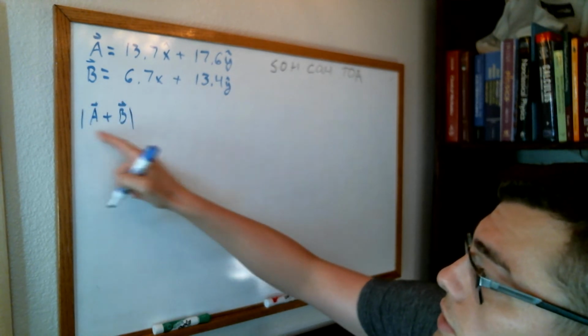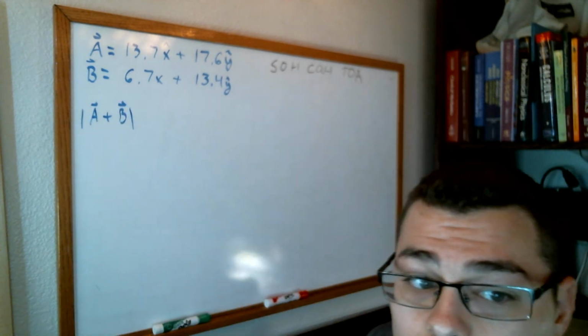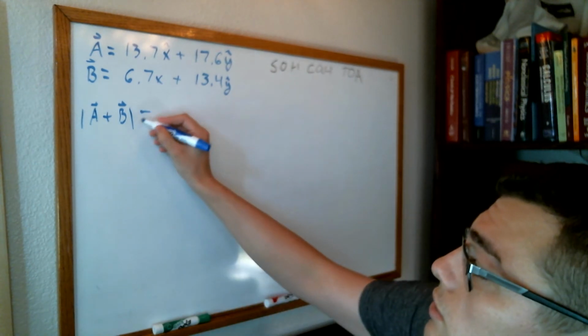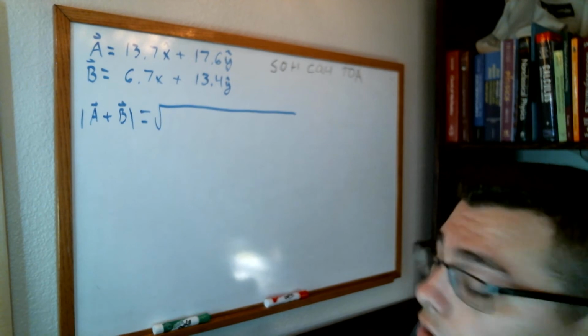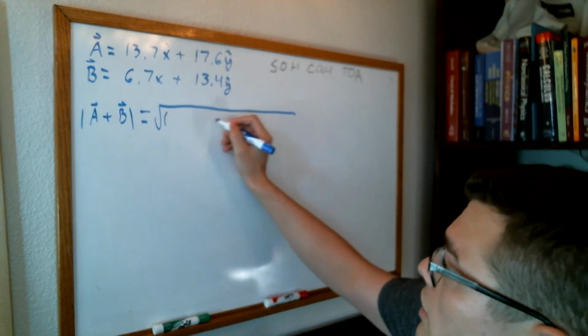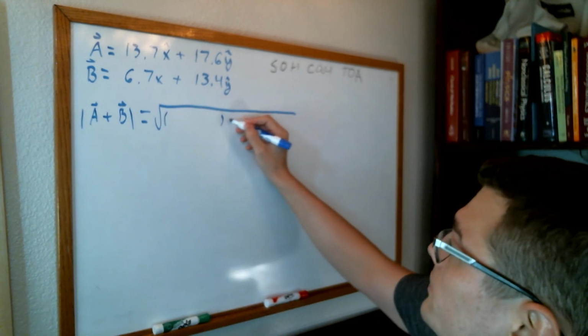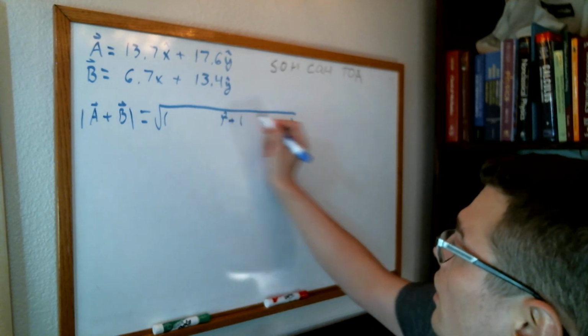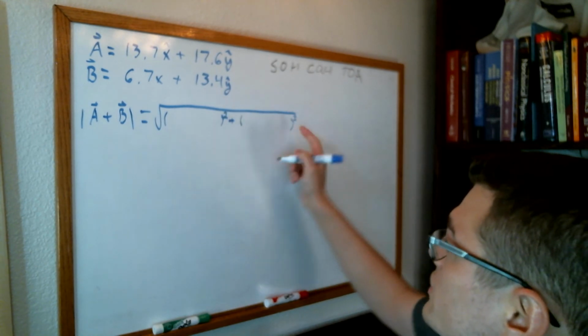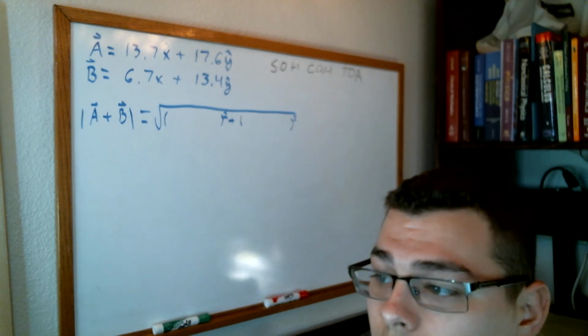That's what the absolute value signs here mean. They just mean we're finding magnitude. So we're going to take the square root, and I'm making this a little bit longer so I have space to write this stuff. In the first parentheses, we're going to put our x components, and then in the second one we're going to put our y components.